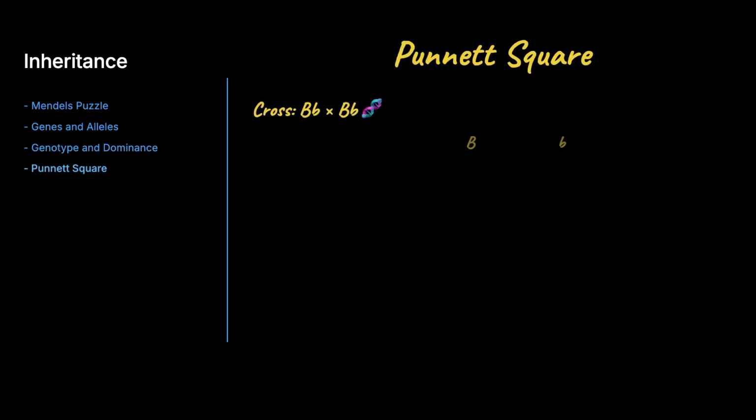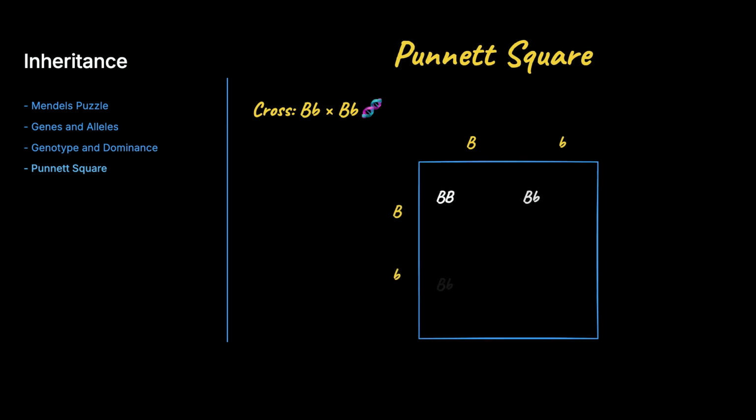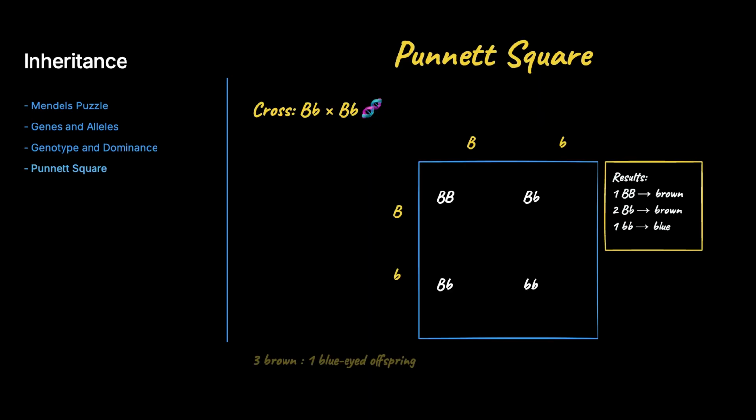Now, back to those brown-eyed parents. The tool that solves it is the Punnett square, a simple grid. Put one parent's alleles across the top, the others down the side, and fill each box. Cross 2 heterozygous parents, and you get 1 homozygous dominant, 2 heterozygous, and 1 homozygous recessive offspring.